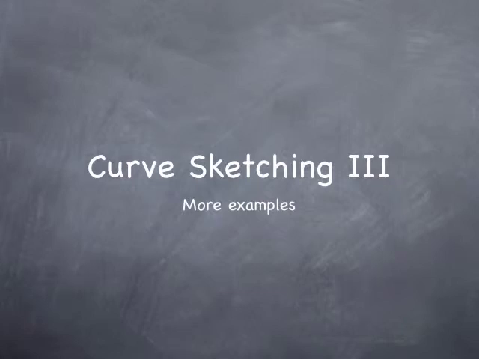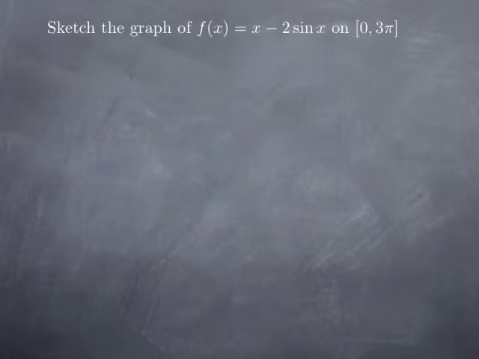Continuing with curve sketching, we're going to look at some more examples. In this particular video, we're going to focus on the function f of x equals x minus 2 sine x, restricted to the interval from 0 to 3 pi. In fact, we've already looked at this particular function when we were investigating intervals of increase and decrease.